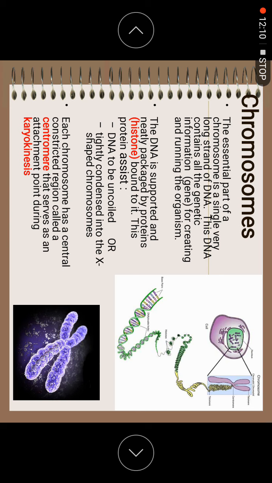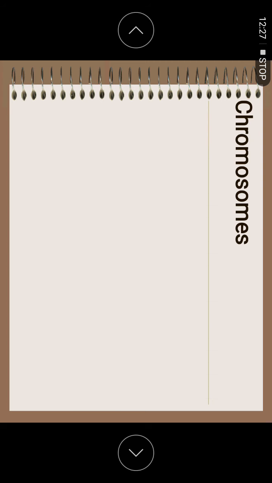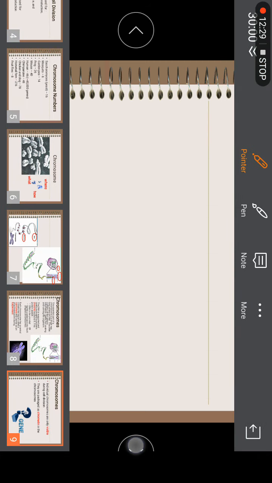So each chromosome has a central constricted region. This is the centromere. The centromere is, as I said, the center part. This is when they need to divide. The centromere is the attachment part for the division of the nucleus. We will come again to that centromere.